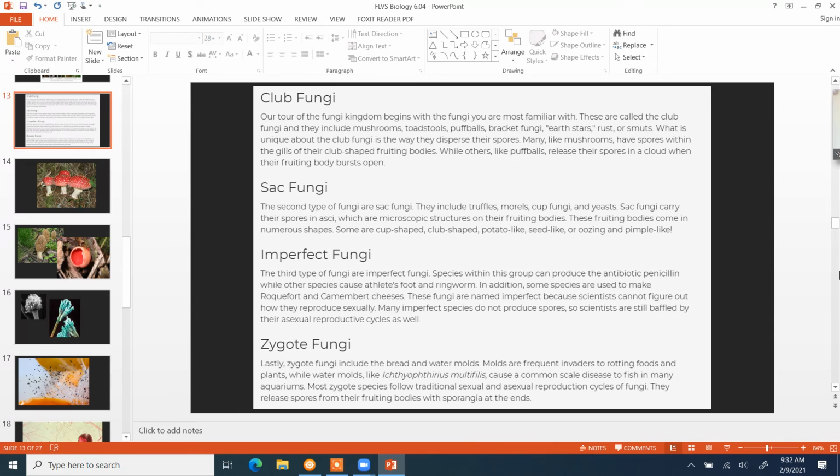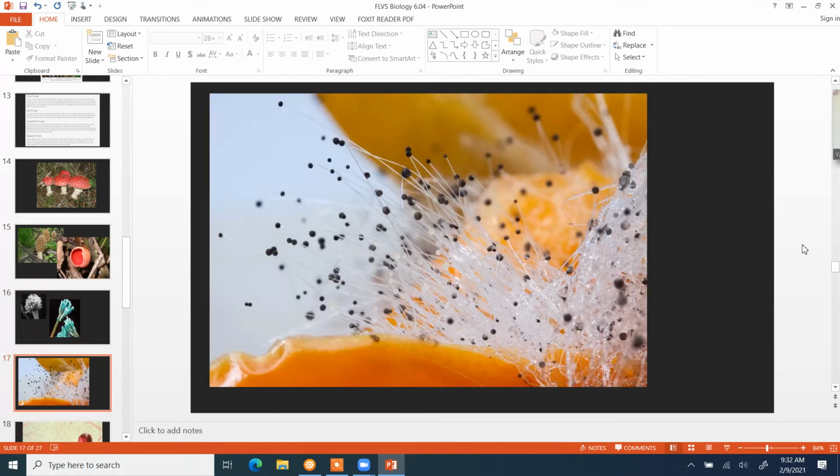You also have something called zygote fungi. This is normally what you think about when you see bread mold. So if you see bread mold, then probably it's a zygote fungi. All right, what they do is they produce spores. These are usually microscopic, and usually they produce spores in order to reproduce. So this is basically what they look like.